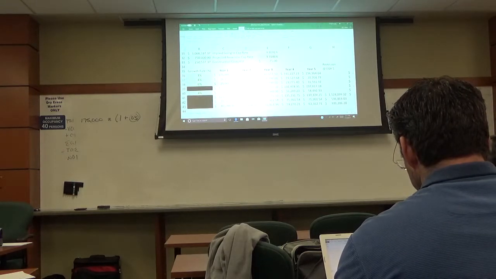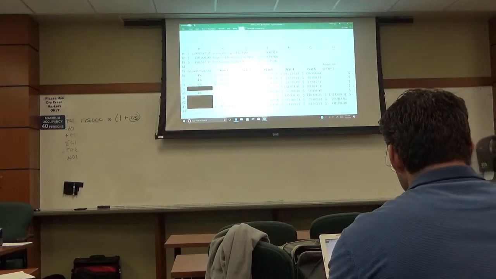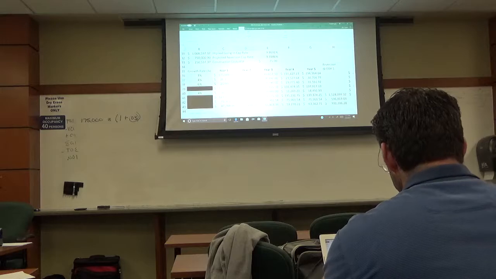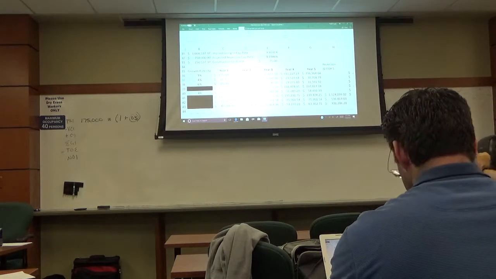And so you can make the B37 static and copy it over. Same thing with the, no, in this case it's B37 because we're dealing with the vacancy rate. The vacancy rate.